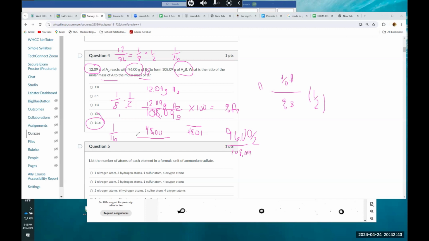Okay. So let me see if I can explain it the right way. I understand what you're saying. Okay, so since I divided by 48, this would be a 1 to 4 ratio right here, right? Yes. And that would assume that we had half the amount. We only needed half the amount for 108. Yeah, so that would be a 1 to 4 ratio.